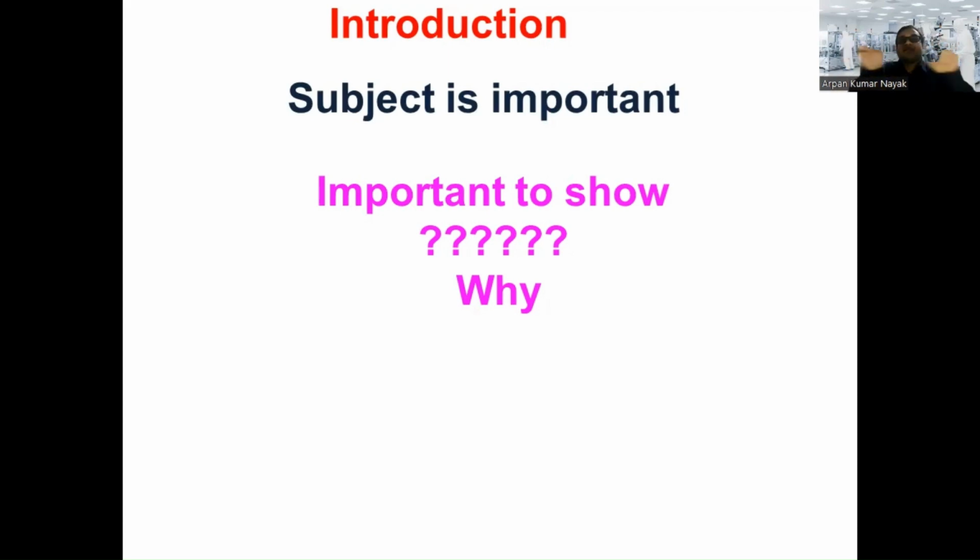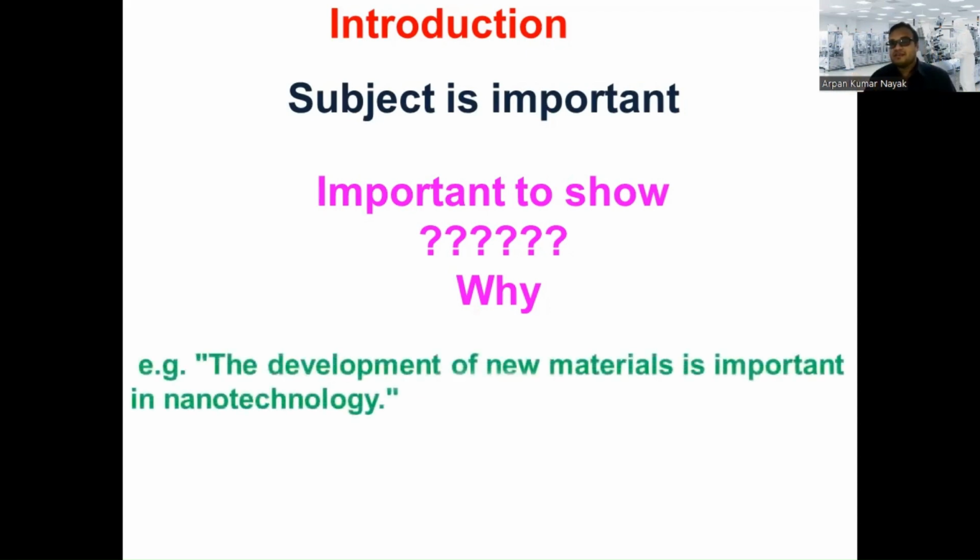The subject is important, we can say that, but why we cannot say it like that, why this is important, we have to mention. I'll give an example, then it will be more clear. Suppose the sentence is written like: the development of a new material is important in nanotechnology. Means you have to say that the subject is important.